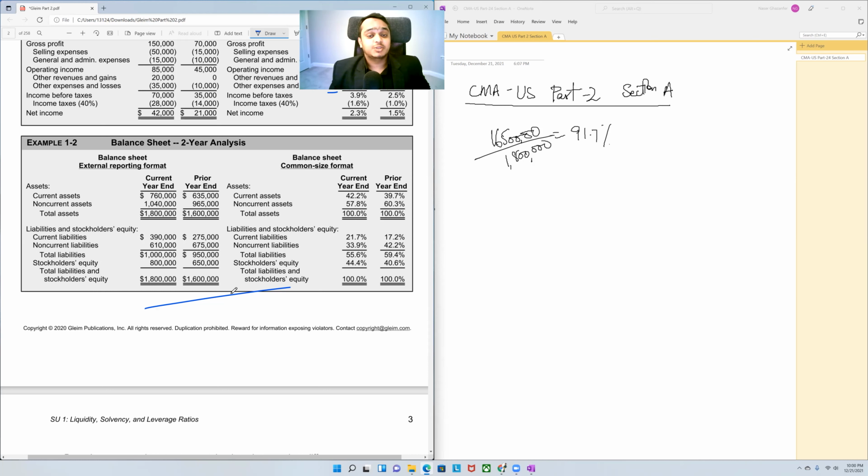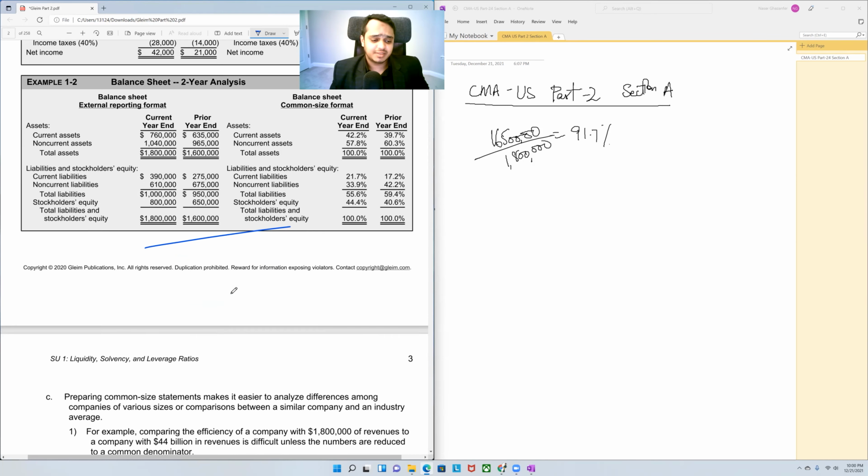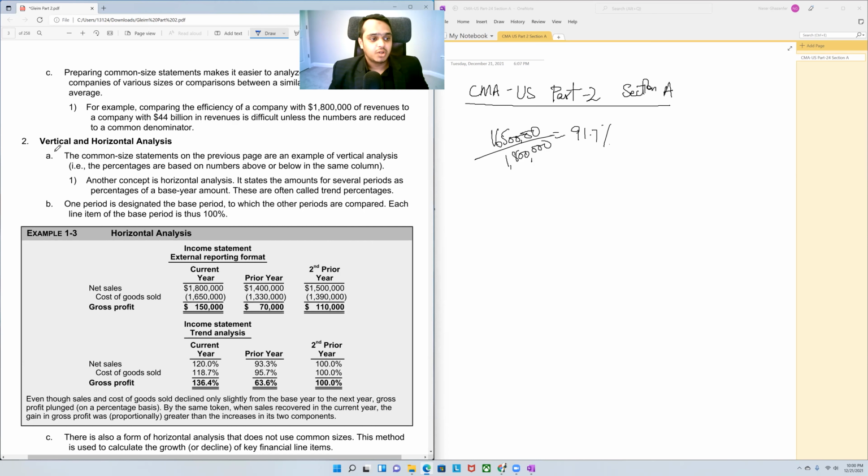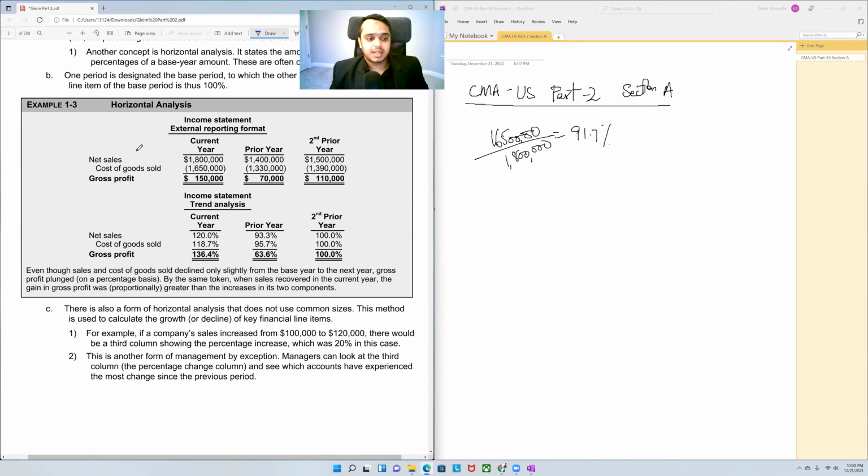In fact, this job is done by financial analysts in the market. If you qualify as a CMA, one of the jobs you can do is this analysis. So you don't need to always do it manually with pen and paper. It can easily be done with the use of Excel. Okay, so vertical and horizontal analysis, understand this, it's just going on in this way.